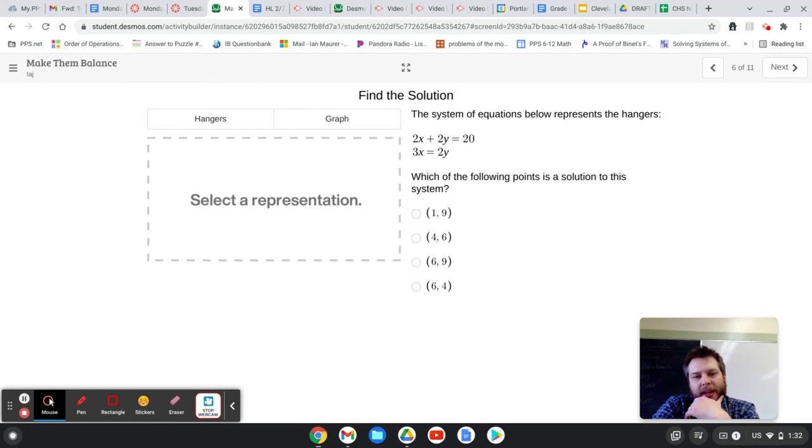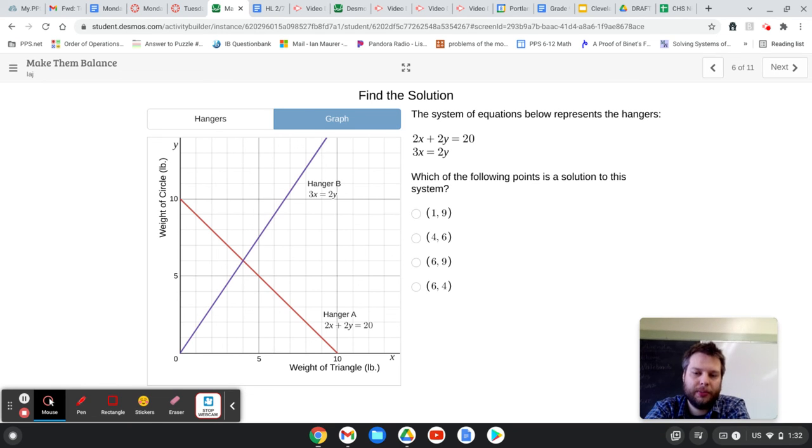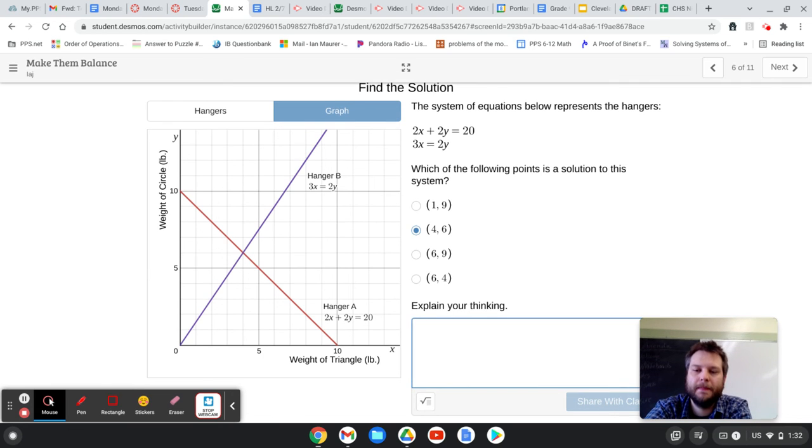Now, when you're going about actually solving, that's when you want to use substitution, or you can use tables, or you can use graphs. I think that the graph is probably the easiest way to do it because it gives you this nice little intersection point that you can click on. And so we can see the solution to the system is right there.